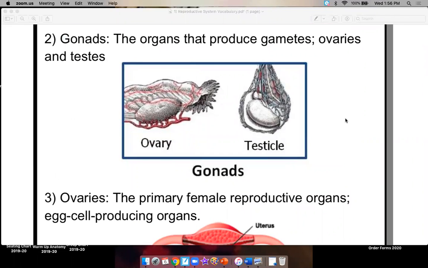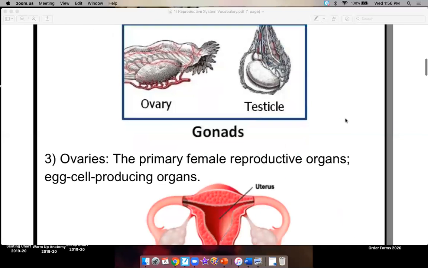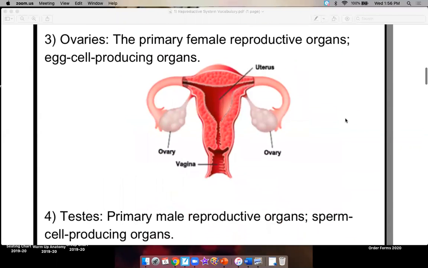Gonads, the organs that produce gametes. Remember, I just said gametes are sperm or eggs. So the gonads are the ovaries or the testes. Your gamete producing gland. We're going to go into more detail about that just now.